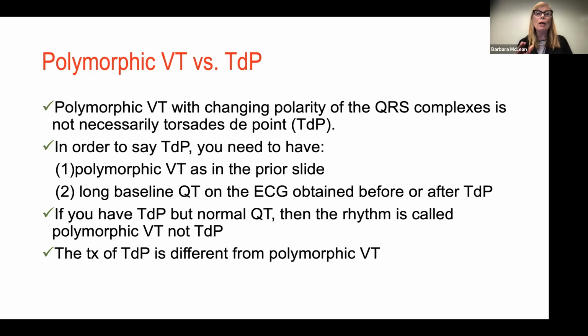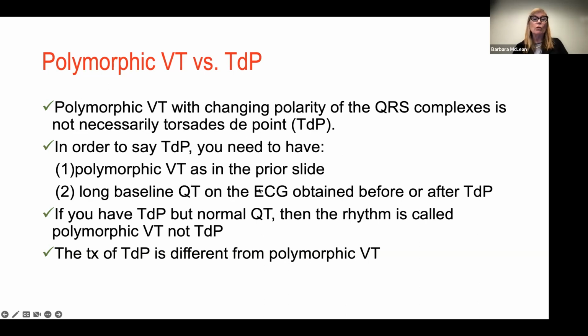Very, very important: differentiation of polymorphic VT versus TDP. Because in TDP, you have long QT syndrome, and that's going to be your focus, to shorten that QT. With polymorphic VTAC, you have multiple ectopic foci in the ventricle. You're going to treat these very differently. Very different treatment for TDP from polymorphic VT. And if you're treating it incorrectly, you can make the patient much worse.